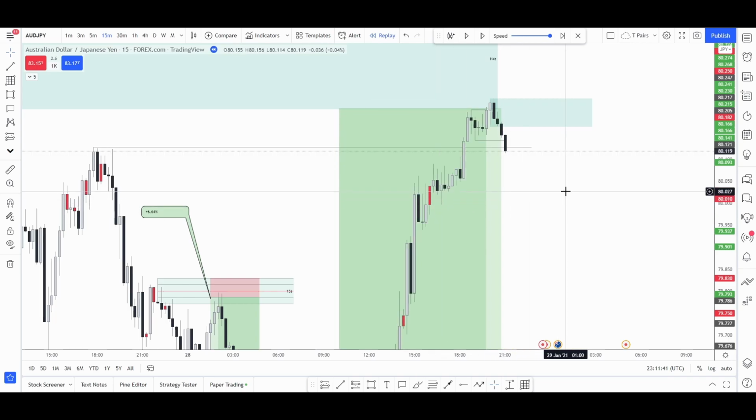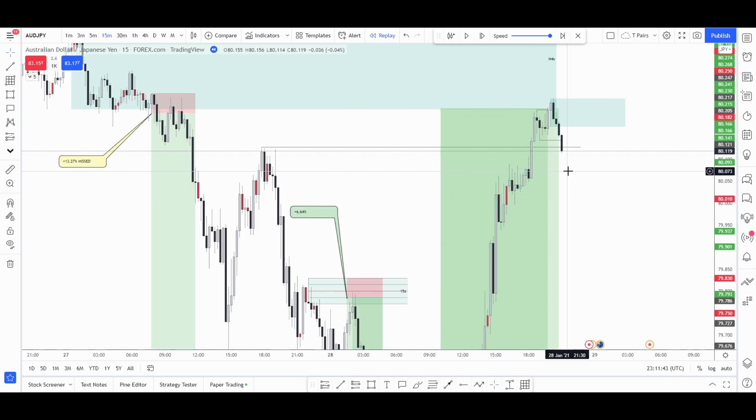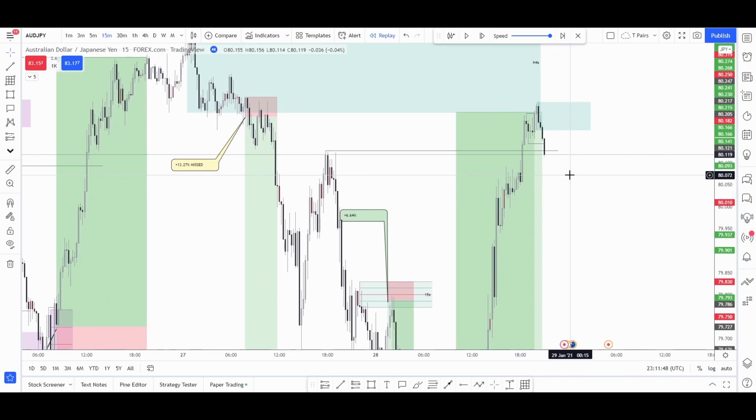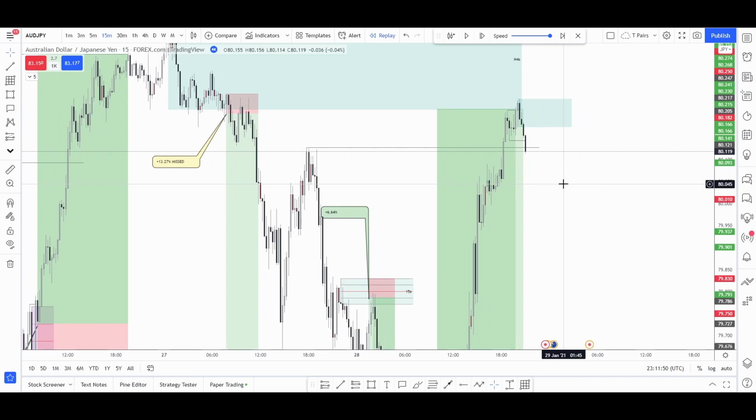Okay, is that a bit tricky? Is that a bit stupid? Would you take this trade? Would anyone else take this trade? Or is it just me? Am I just being a fool?